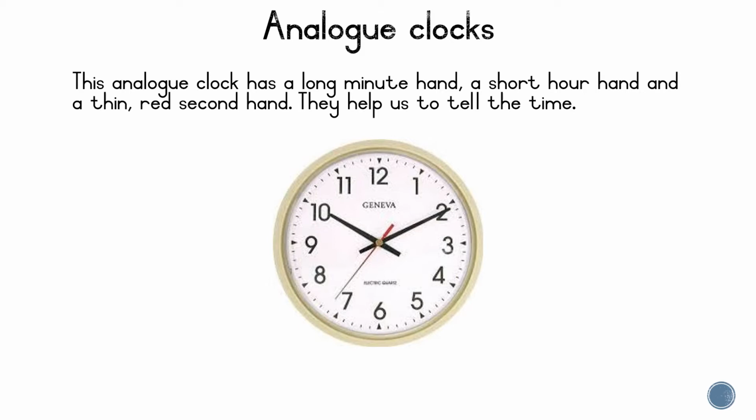Here we can see that the long minute hand is pointing to 2. It even goes across the 2. That's how we know this is the long minute hand. Let's have a look at the short hour hand. It just reaches the 10 and is pointing to it. It's not going across it. That's how we know this is the short hour hand. And here we have the long thin second hand.